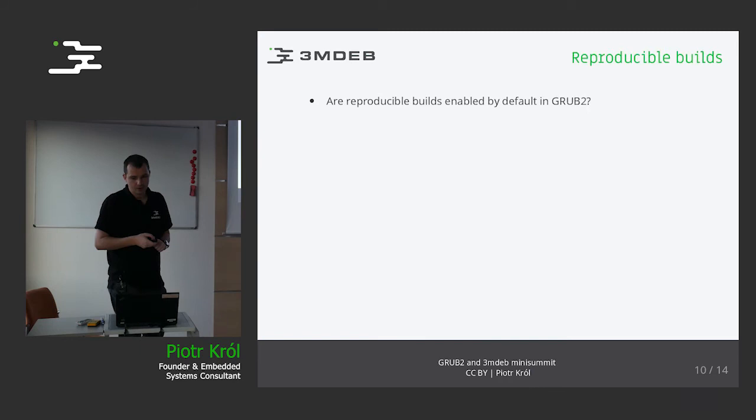Reproducible builds. Do we have reproducible builds of GRUB? I haven't tested it. Probably distros have some patches for it.